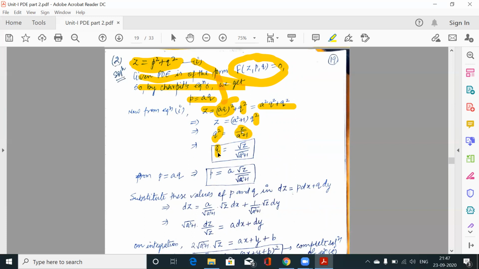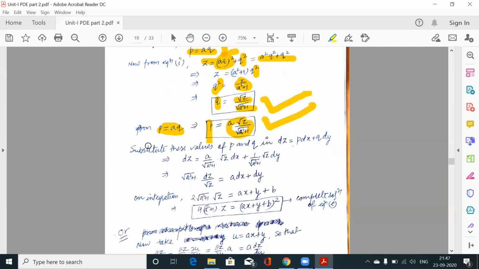Now what is q? Taking the square root, so square root of z by square root of a square plus 1. So if this is the q value, what is the p value? p is equal to aq, p is equal to a into q. So now we have got the p and q values in terms of z and a constant.